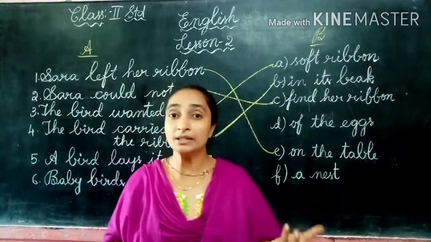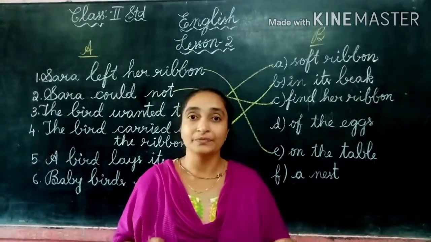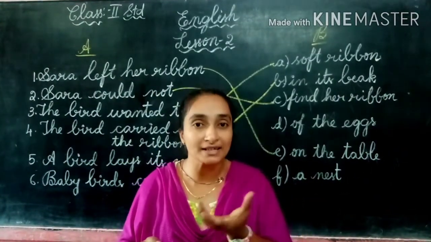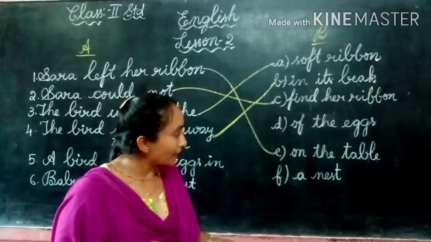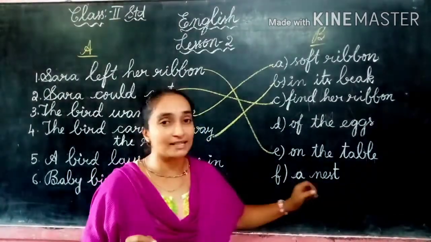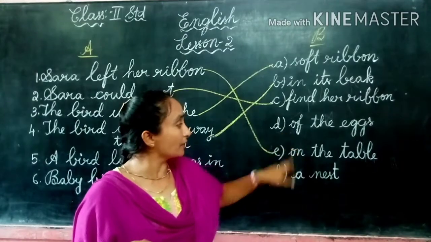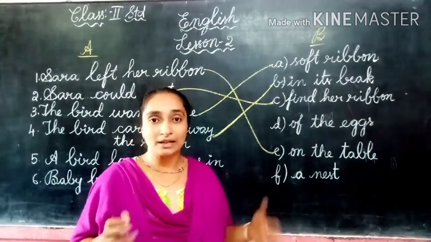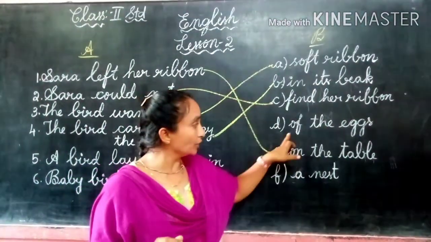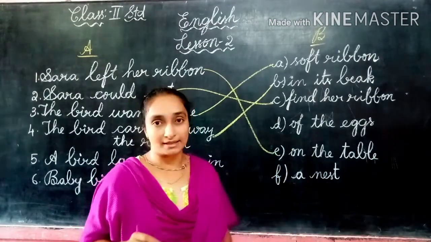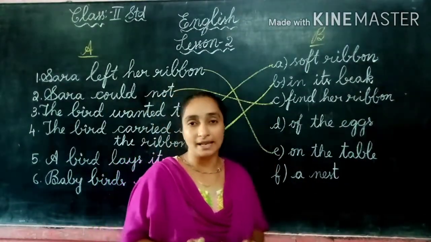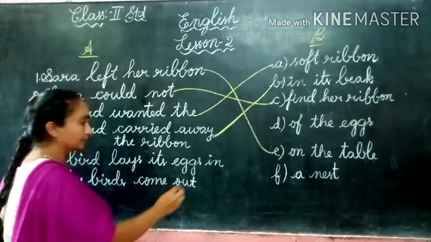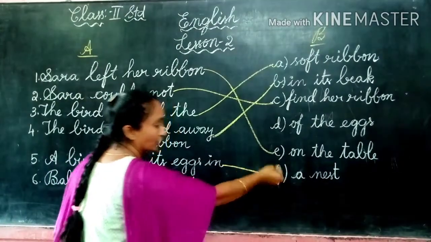And the fifth one is a bird lays its eggs in. So where does a bird lay its eggs? Yes, obviously the nest which it made. So where is the nest? Here we have the nest. Only two options remain. The fourth one is completed. Here we have only eggs and a nest. So the bird lays its eggs in a nest. So we can give this answer.